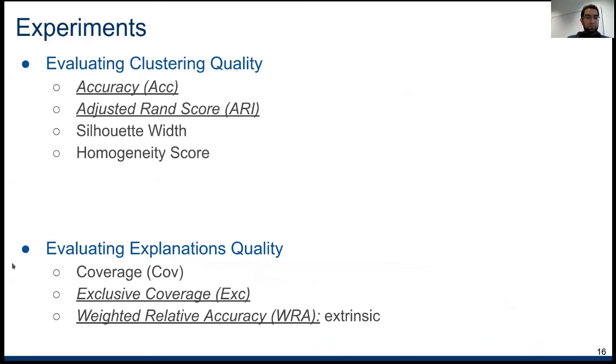For evaluation, we use 2 types of measures. The first measures are clustering quality measures. We do that using standard measures such as accuracy, adjusted rand score, and more. And we also use explanation quality. We measure the final average coverage and exclusive coverage as intrinsic measures. And as extrinsic, we used weighted relative accuracy, which expresses the unusualness of the pattern or the explanation.